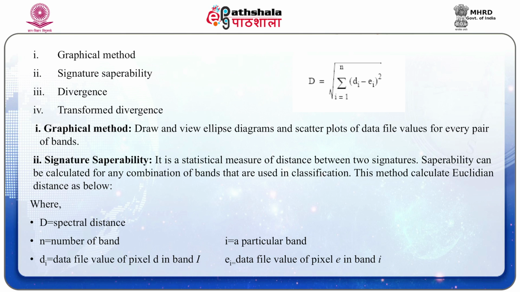Now we will discuss the graphical method. In the graphical method, the basic idea is to draw and view ellipse diagrams and scatter plots of data file values for every pair of bands. Signature separability is a statistical measure of the distance between two signatures. Separability can be calculated for any combination of bands that are used in a classification. This method can calculate Euclidean distance as given in the equation.